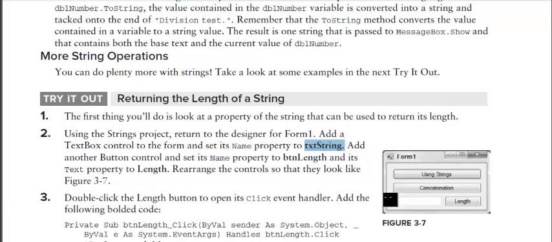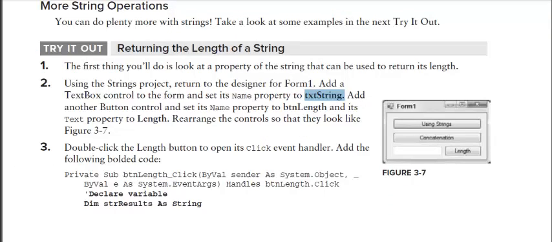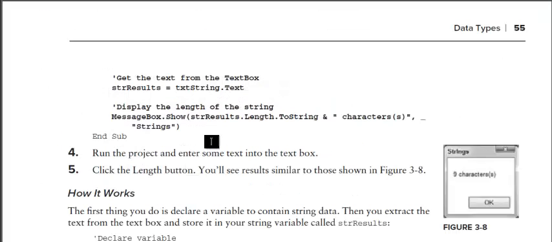And put in these two as well, although I'm not sure if we need them. Okay, now double click this length button to open its click event handler and add in the following bolded code here. So add that in, and then I'll switch to here and add this in. And then, pause the video now and finish this up, and then let's talk about it.